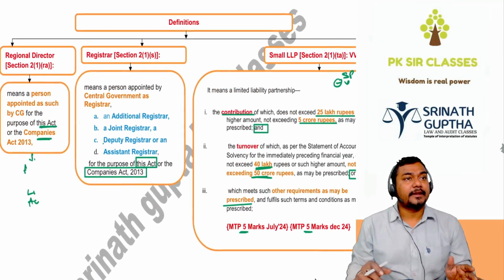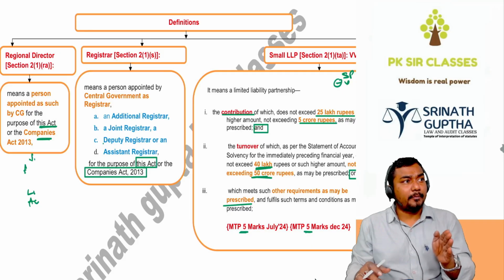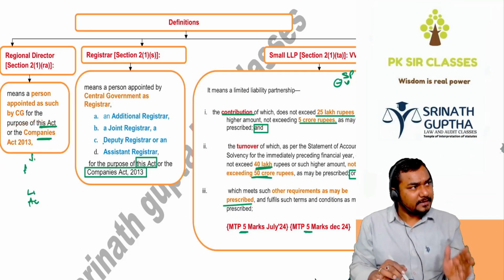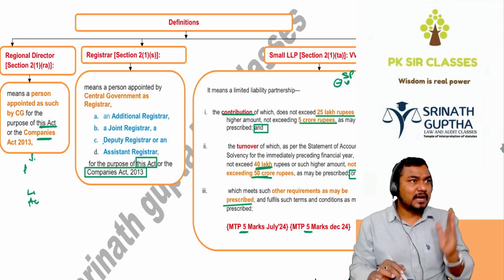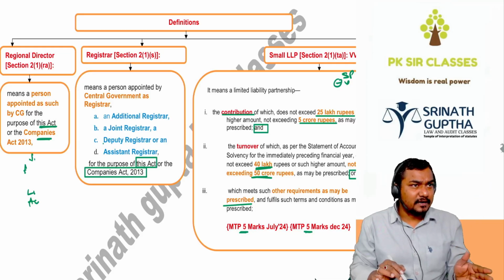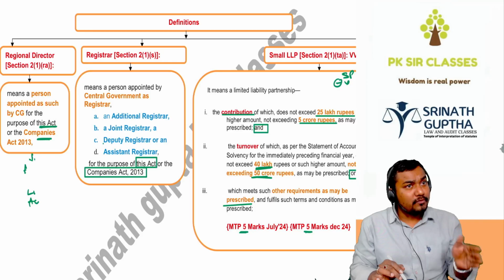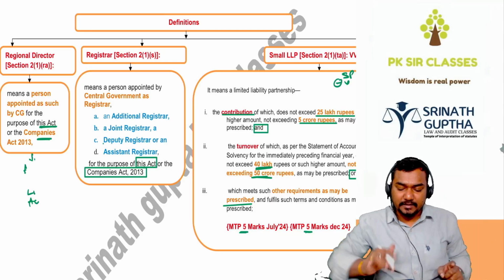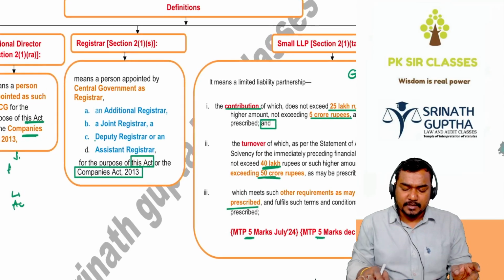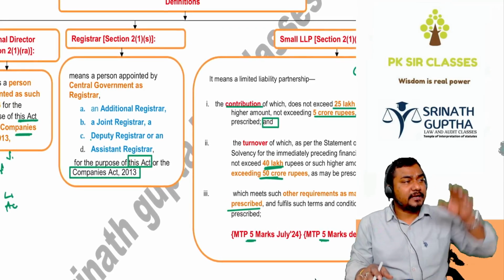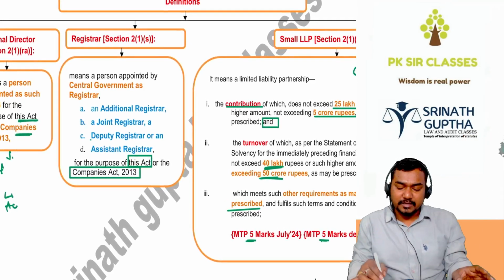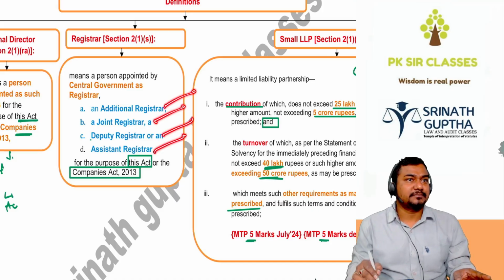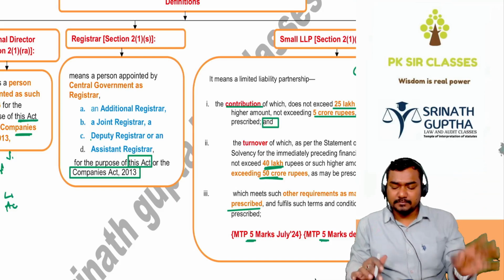Next, RD, regional director. RD means RD appointed under the Companies Act. Whenever the LLP Act is silent, the Companies Act is applicable. So RD is not defined in the LLP Act. Whoever is acting as regional director under the Companies Act will become the RD for this Act also. Next, registrar. Registrar means registrar appointed under the Companies Act only. It includes additional registrar, joint registrar, deputy registrar and also assistant registrar appointed under the Companies Act.